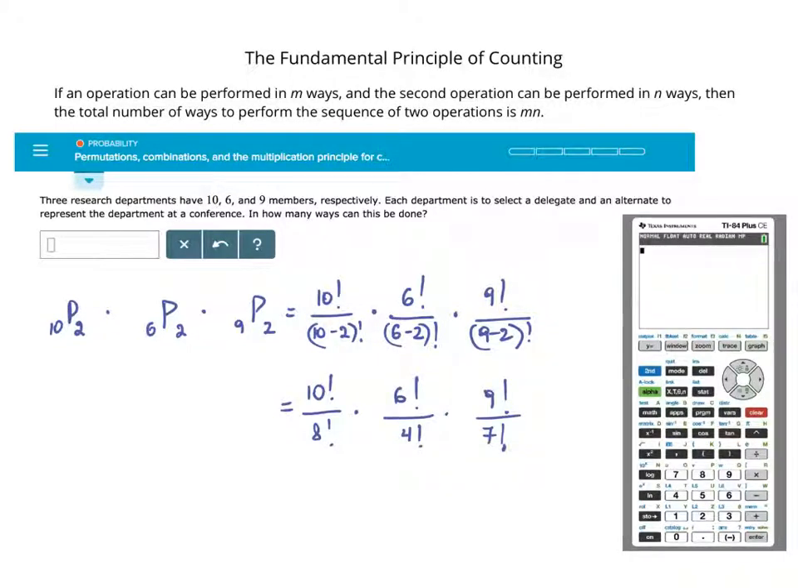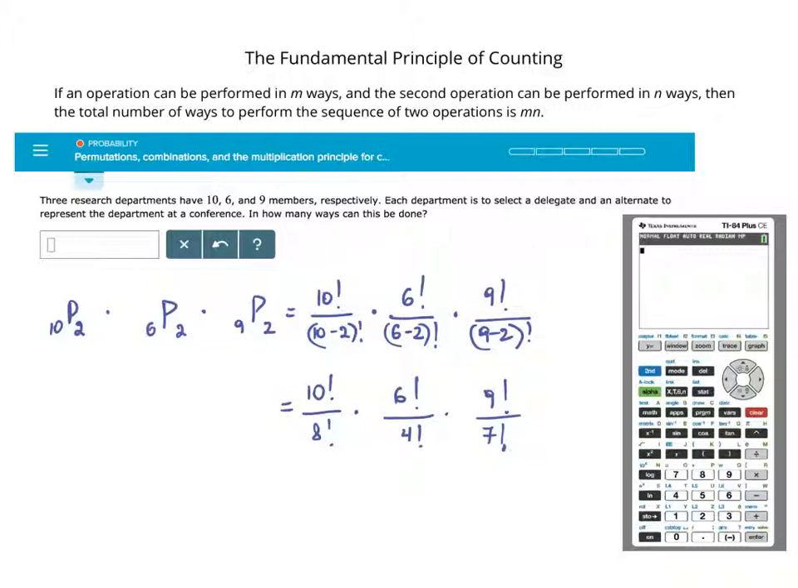In this video, we will learn how to use the fundamental principle of counting with permutations and combinations. If an operation can be performed in m ways, and the second operation can be performed in n ways, then the total number of ways to perform the sequence of two operations is equal to the product of m times n. That is the fundamental principle of counting.